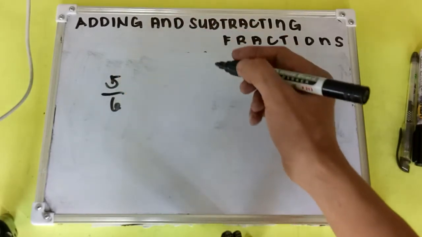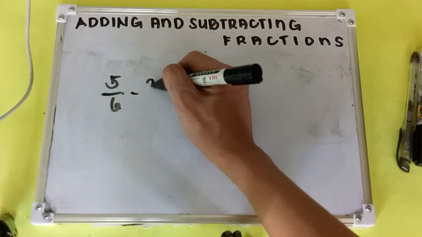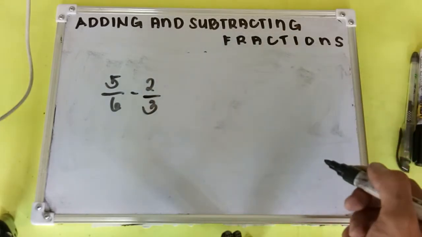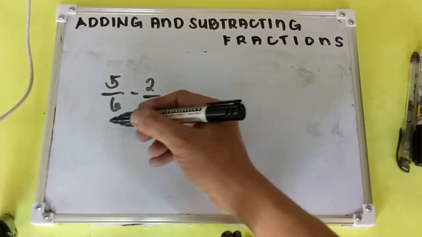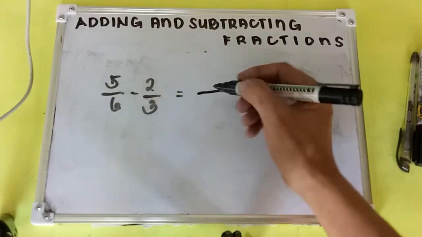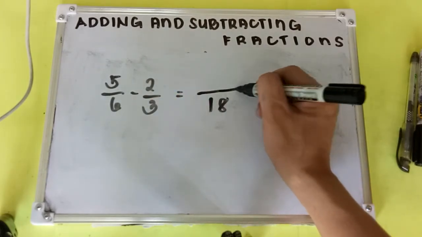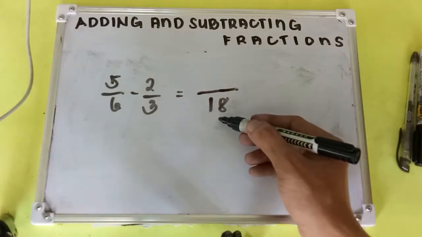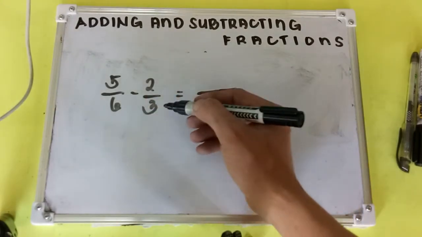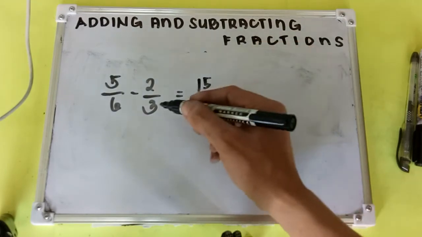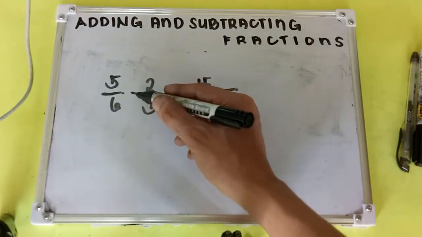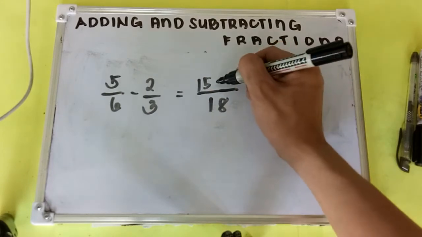Five over 6 minus 2/3. So again, multiply niyo lang iyan. 6 multiplied by 3 is 18. So 18 divided by 6, ang answer ay 3. 3 multiplied by 5 is 15. 15, so ang operation natin ay minus.